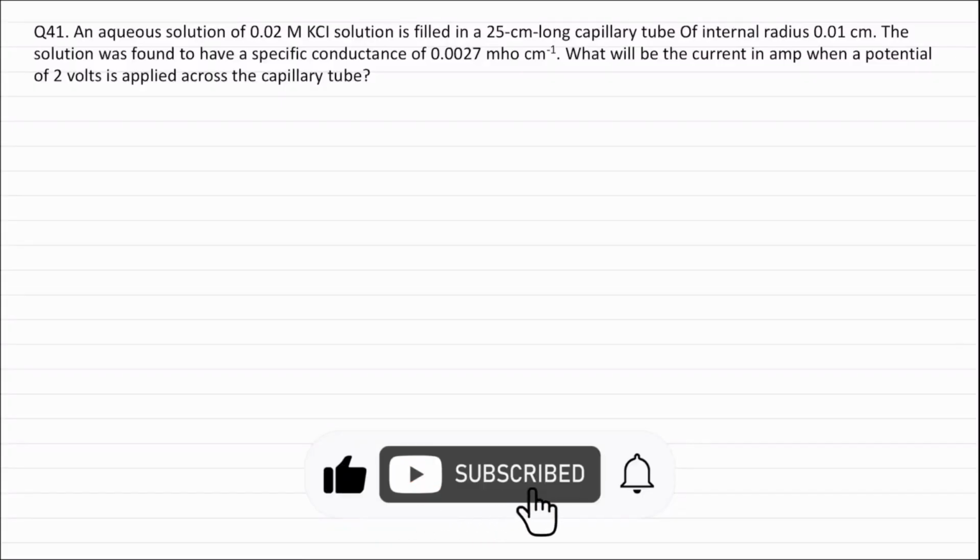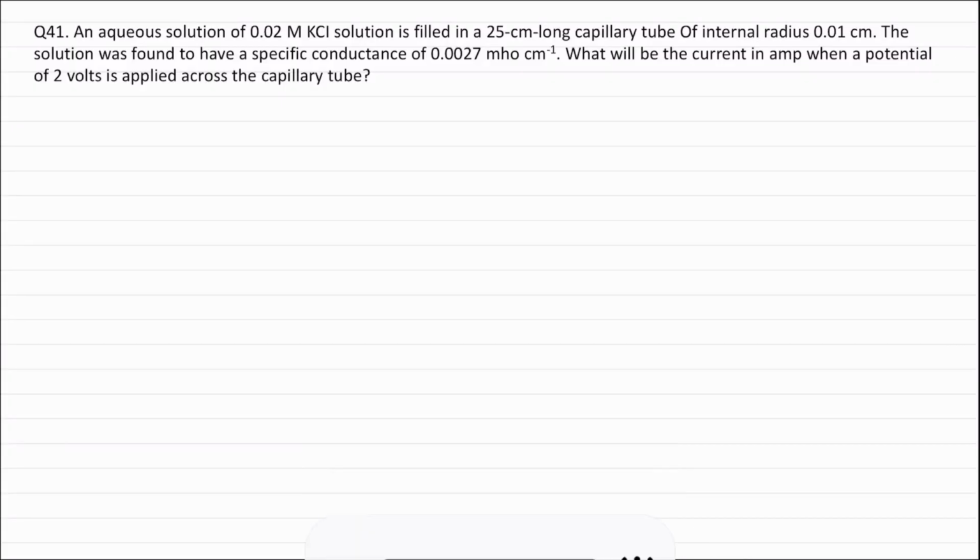Question 41. An aqueous solution of 0.02 m KCl solution is filled in a 25 cm long capillary tube of internal radius 0.01 cm. The solution was found to have a specific conductance of 0.0027 per ohm per centimeter. What will be the current in ampere when a potential of 2 volts is applied across the capillary tube?